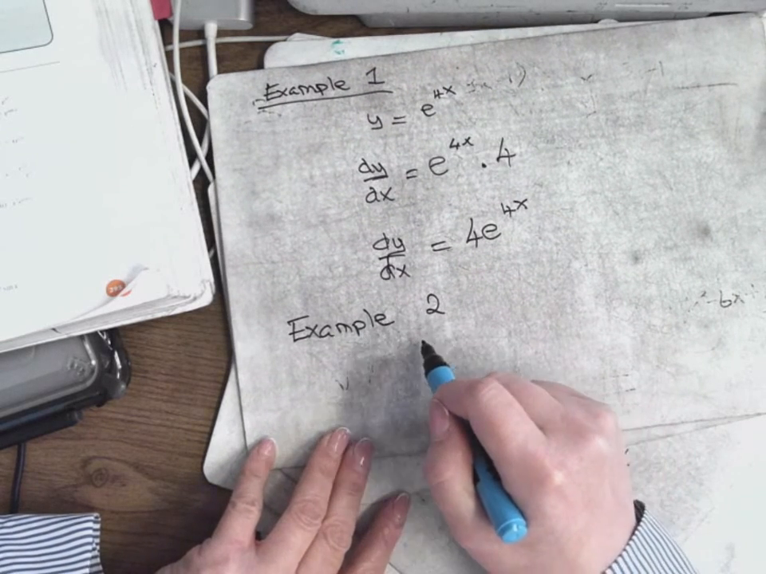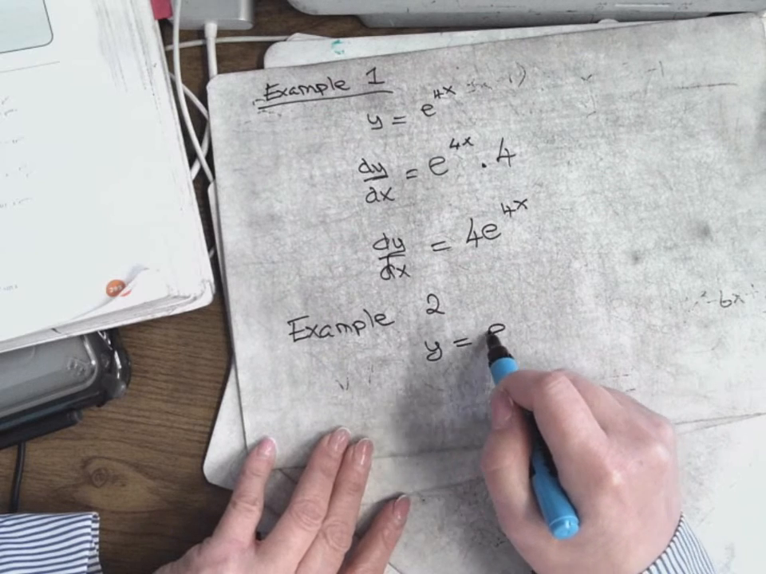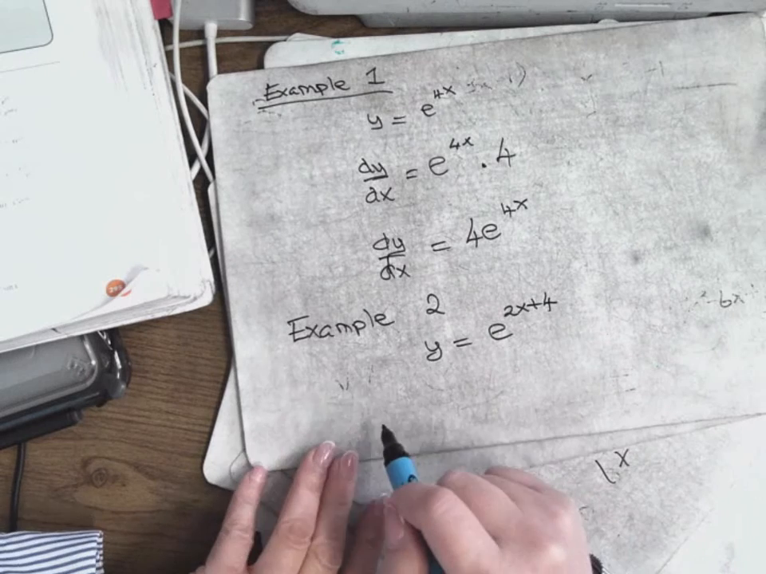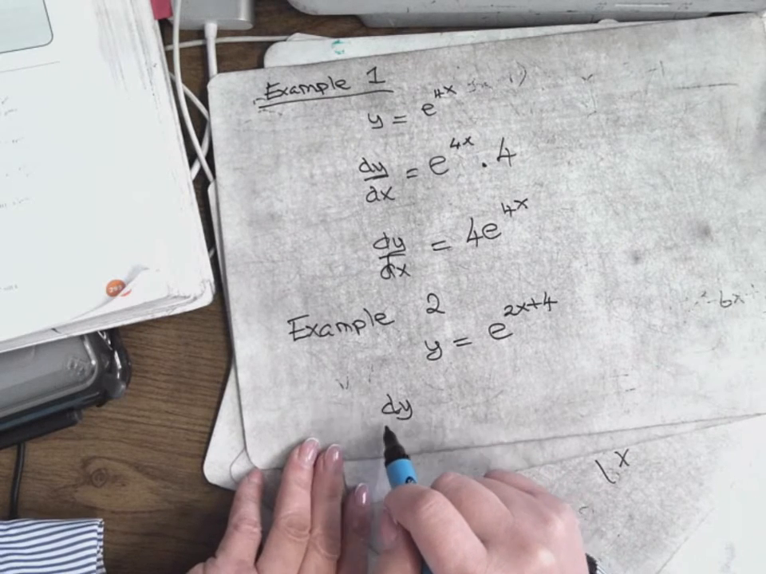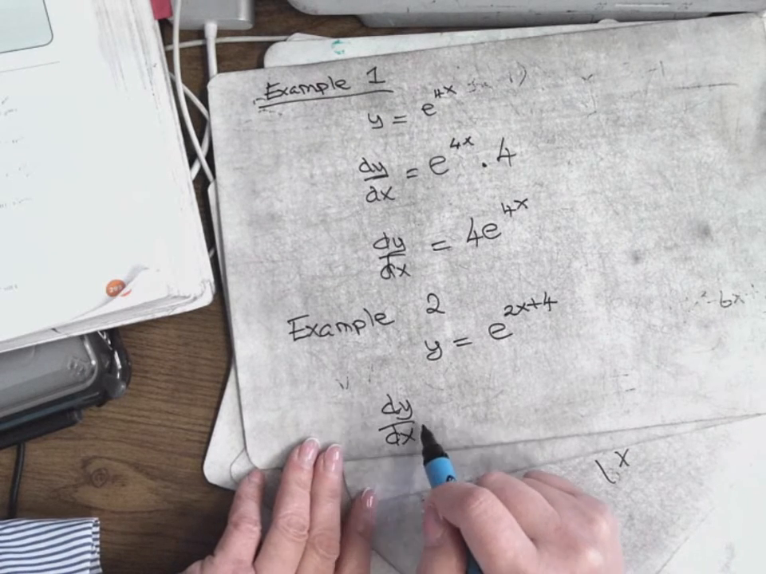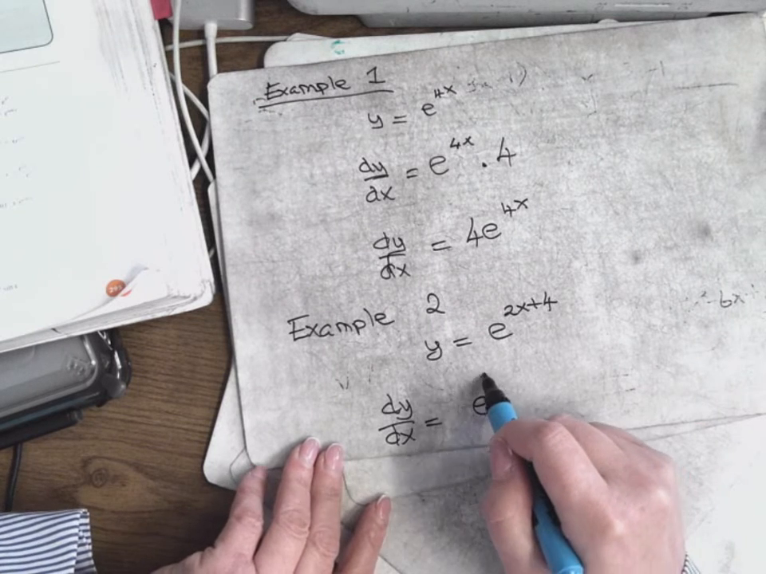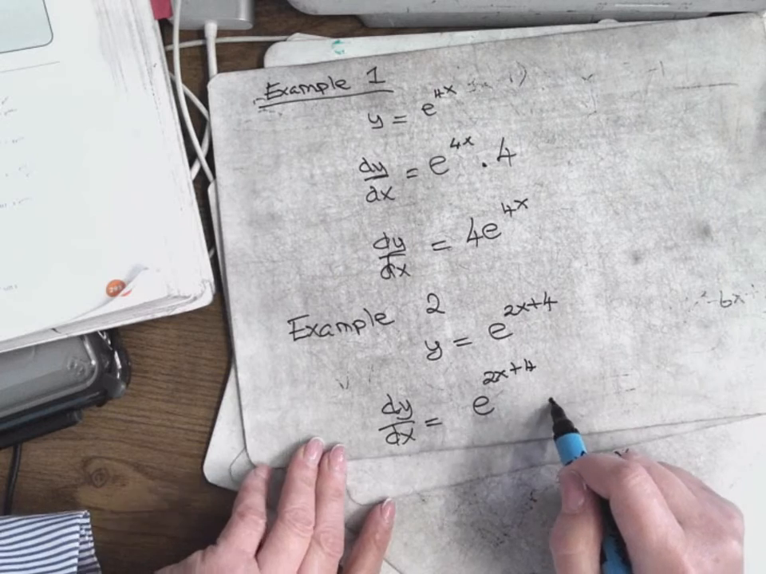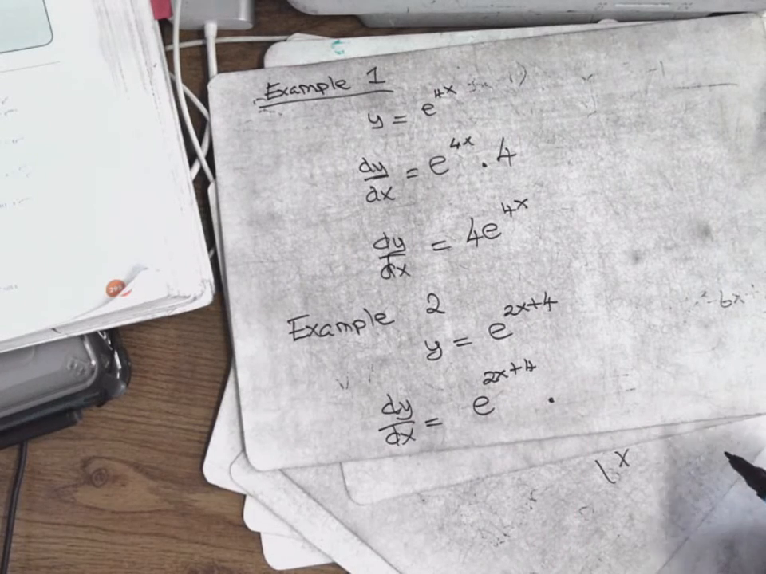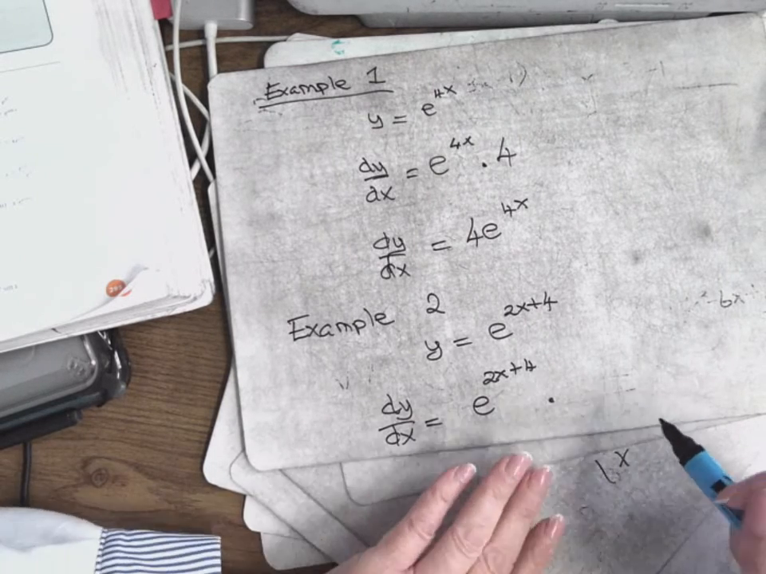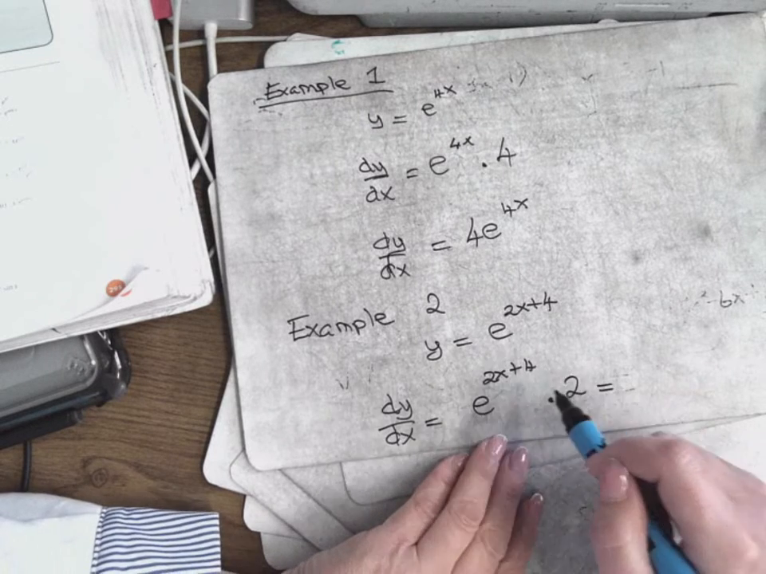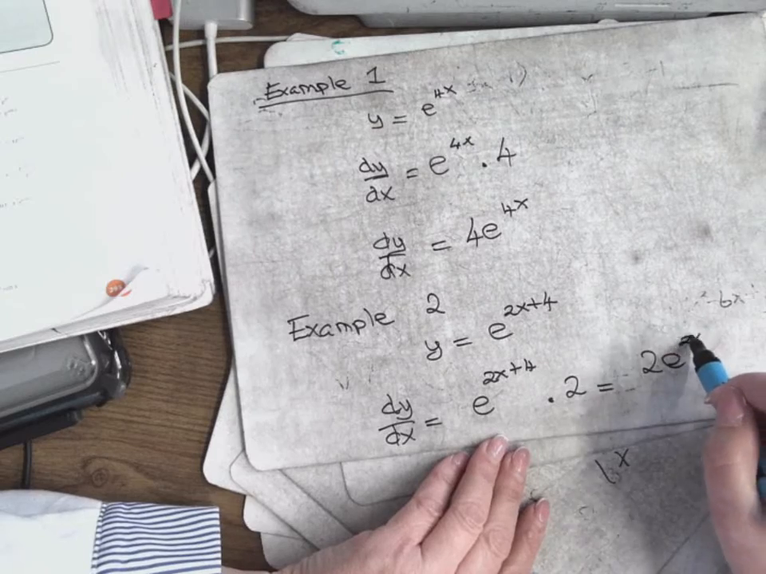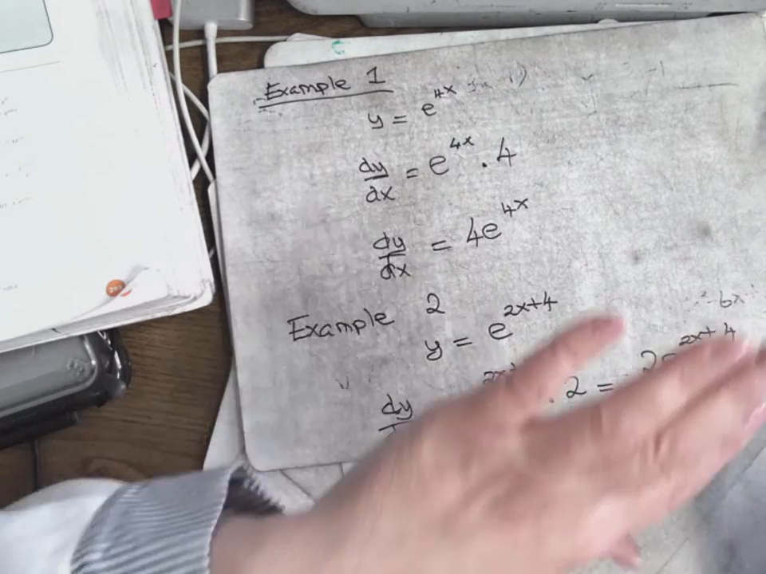So if I have y is equal to e to the power of 2x plus 4. Differentiate, and you get e to the power of the exact same thing, so you get e to the power of 2x plus 4. But then you must differentiate the power. So when you differentiate 2x plus 4, what will I get? 2. And we normally write the 2 at the front. So it's 2 multiplied by e to the power of 2x plus 4. And that's my answer. Is that all right?